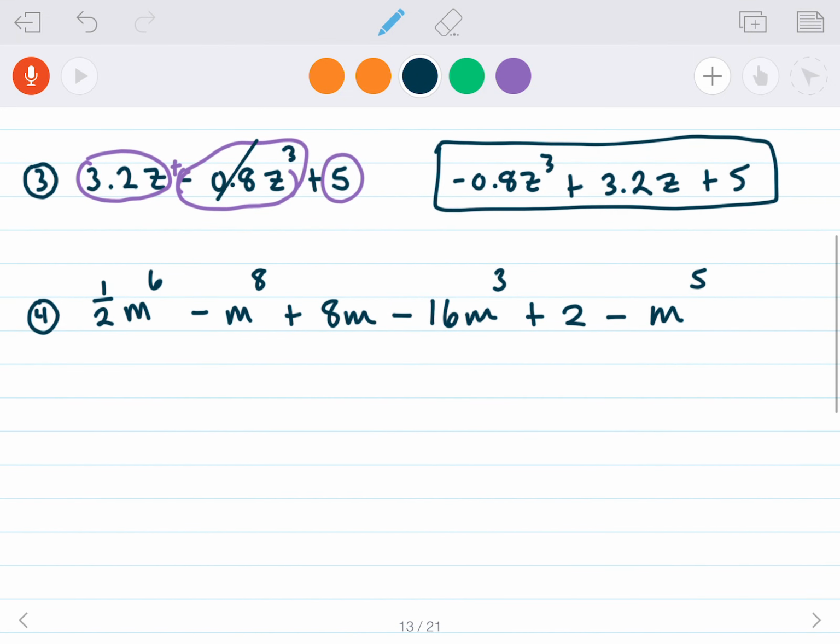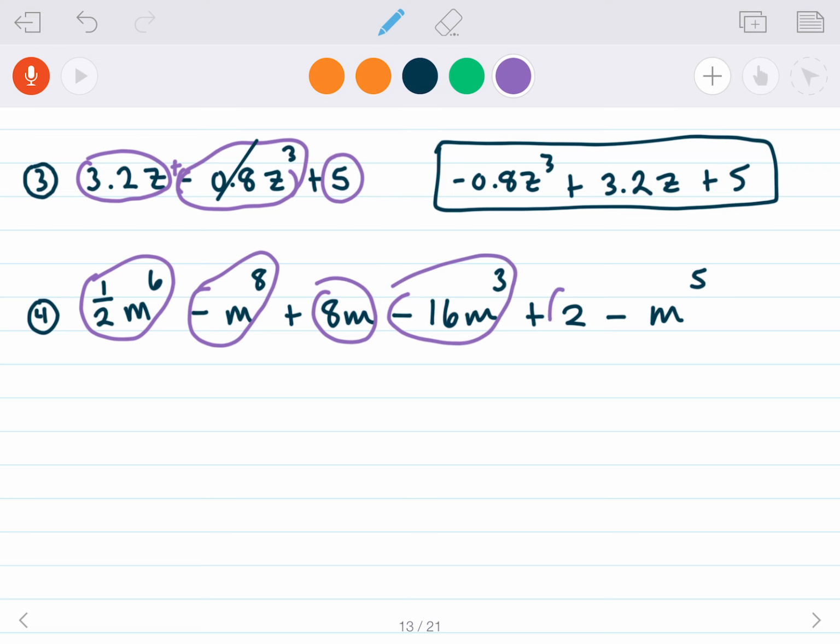Okay, let's do the last one here. So I'll circle my terms. I have this guy's a term, this guy's a term, this guy's a term, this guy's a term, this guy's a term, and this guy's a term. And remember, with those minus signs, we have an understood plus there. Remember, these are all separated by plus signs. All of our terms are separated by plus signs.